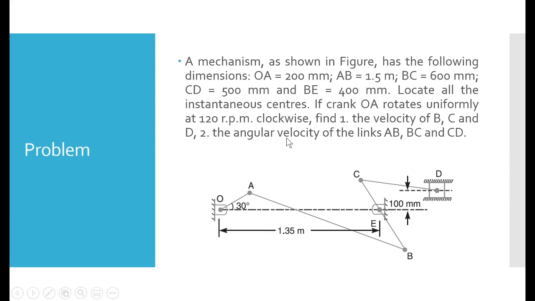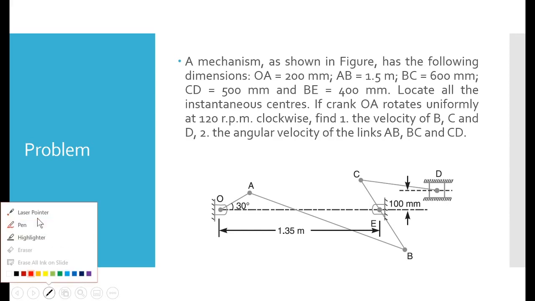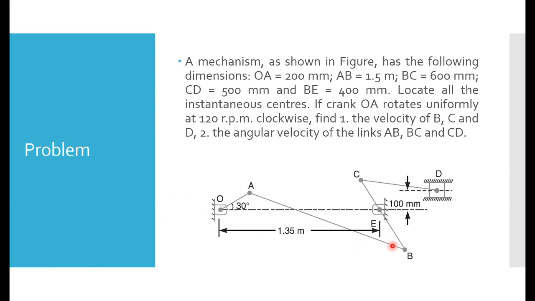That we already did in the same diagram. Then the next part is, if the crank rotates uniformly at 120 rpm, find the velocity of B, C and D, and the angular velocity of links AB, BC and CD. So the velocities of points B, C and D, these 3 points, and links AB, BC and CD, these 3 links, you have to find. So step 1 is to draw the space diagram.